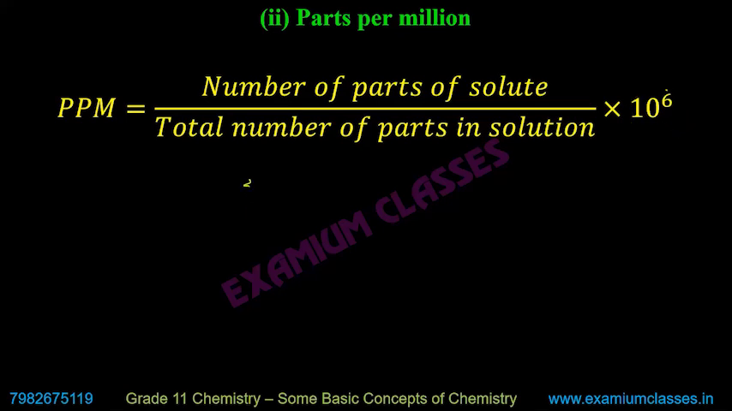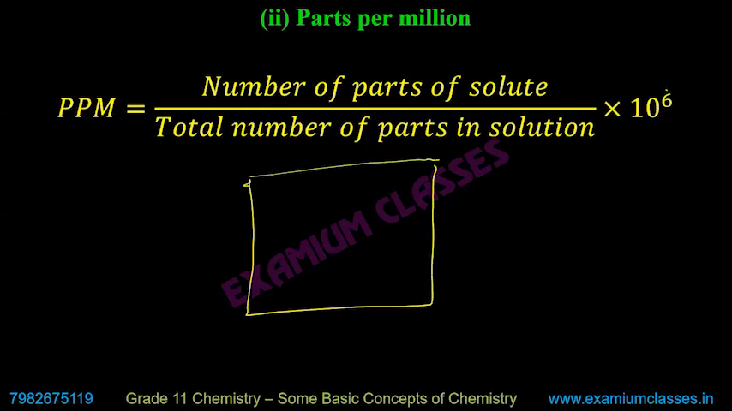So suppose we have 1 million particles total of a mixture. And in this mixture, say 25 are molecules. We have these many molecules, total molecules.